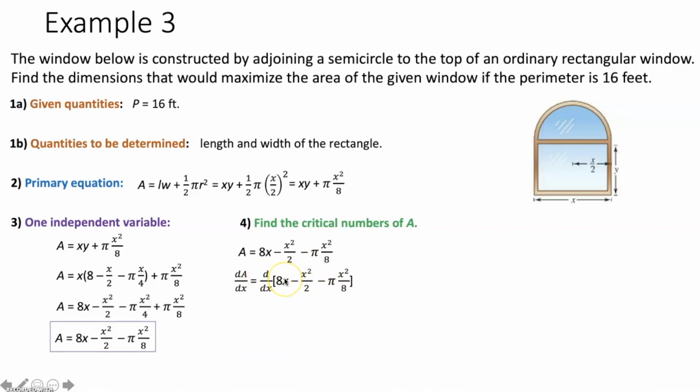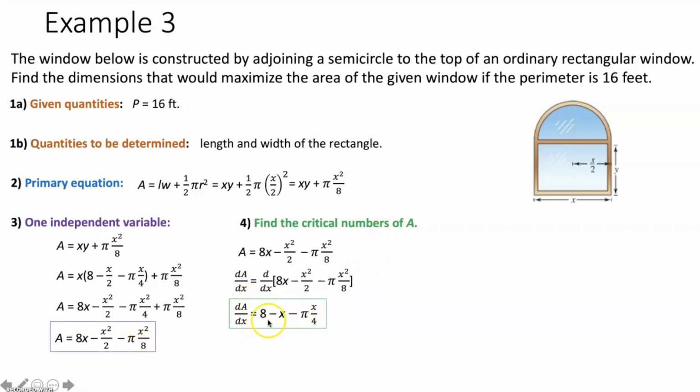You just take the derivative of x, that's just 1. Here, the derivative of negative x squared over 2, the negative 1/2 just comes out front. You just take the derivative of x squared, so it'll be 2x to the first. Over here, this negative pi over 8 is going to come out front, so you just take the derivative of x squared, which would be 2x to the first. So now we have the derivative of our primary equation with one independent variable.